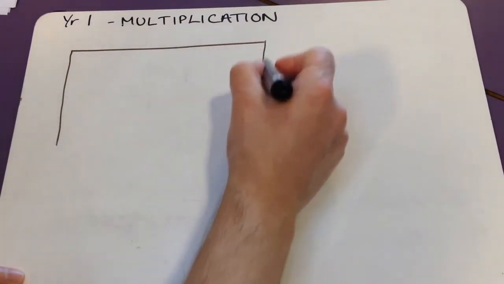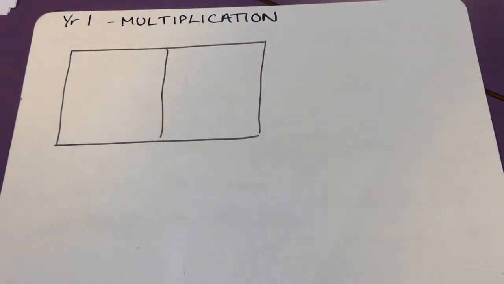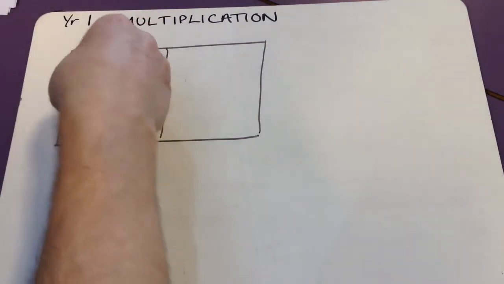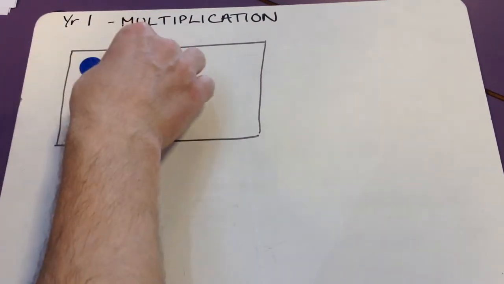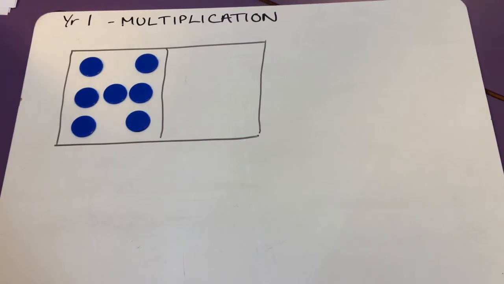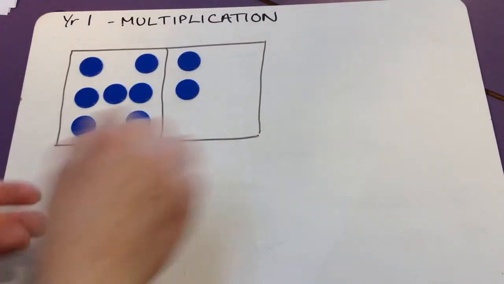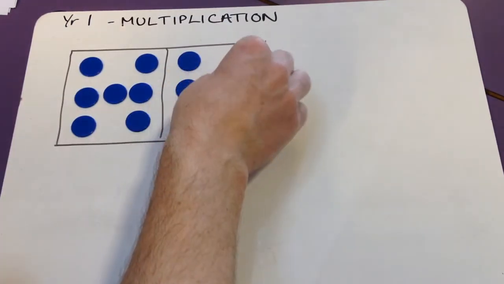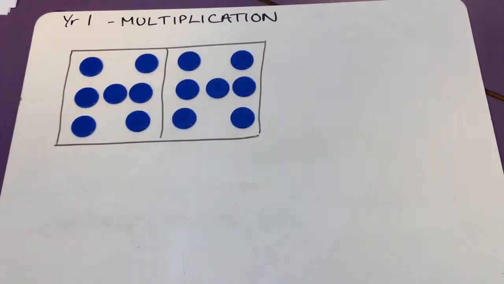So I can draw a domino, and then I can have 7 spots on one side of the domino, 5, 6, 7 spots, and then because this domino is a double, what we call a double, it's going to have the same number of spots on the other side. So we are doubling 7 by adding another 7 on the other side, and then we can count up how many spots we have altogether.